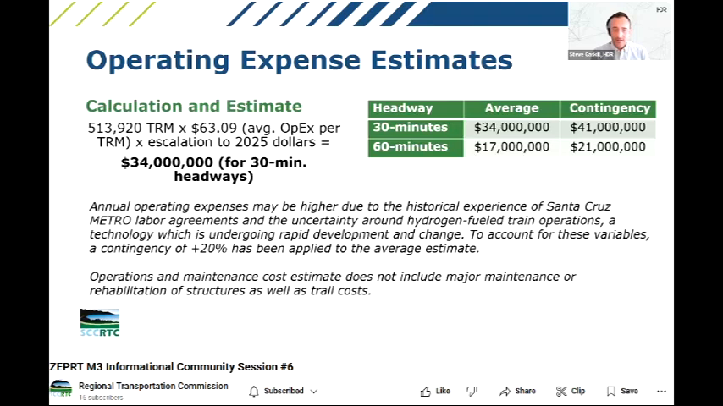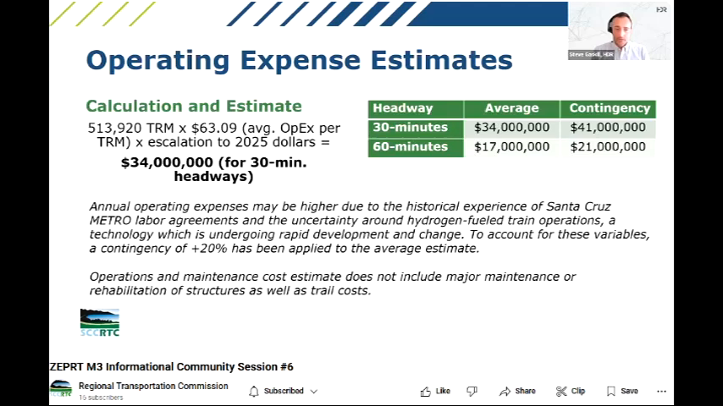So to calculate our annual operating expense, we developed a conceptual train schedule and determined how many train revenue miles we would have to run each year. That came out to just over 500,000 train revenue miles. And then we took the average of the costs from our benchmark properties. That came out to $63.09. Multiplied those and then escalated it using inflation index to 2025 dollars, since the figures that we had were from 2023, to develop this estimate.